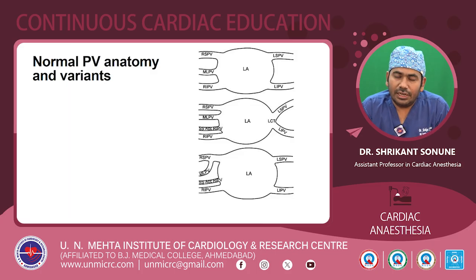The anomalous variants which can be seen are shown in the second figure, which can be seen as an accessory right inferior pulmonic vein, or there is a common origin or common trunk formation of the left superior pulmonic vein and the left inferior pulmonic vein.